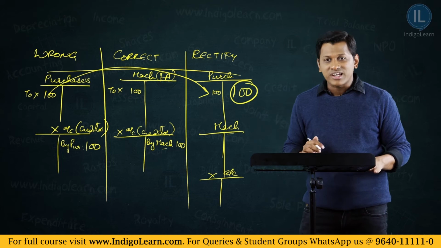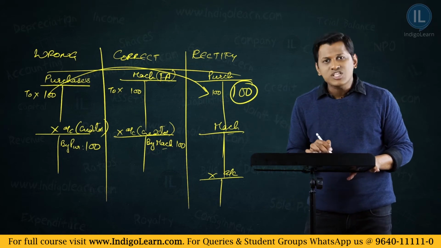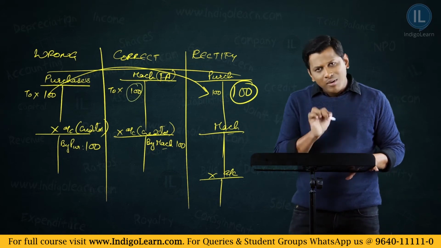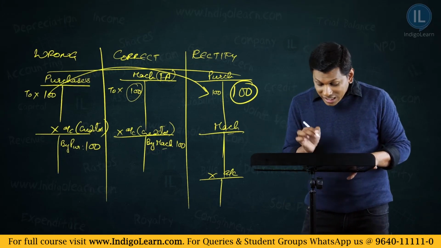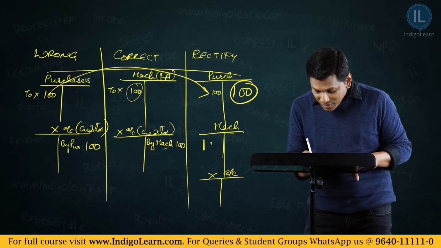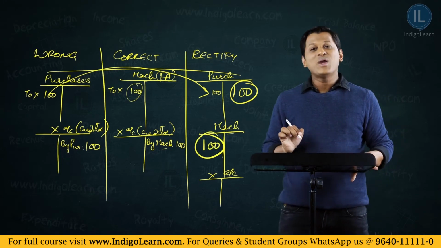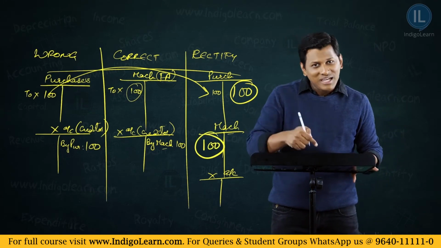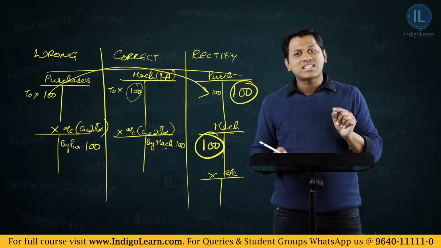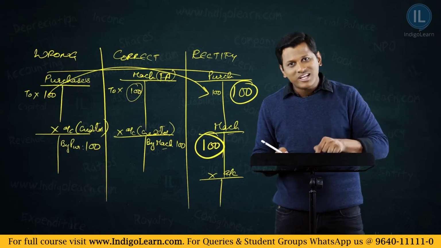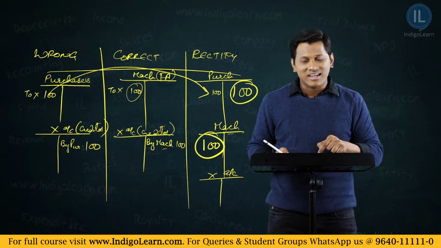Then machinery. Machinery, correctly speaking, should have been debited with 100. But was anything done? No, it was not debited. So now I am saying we should debit machinery with 100.